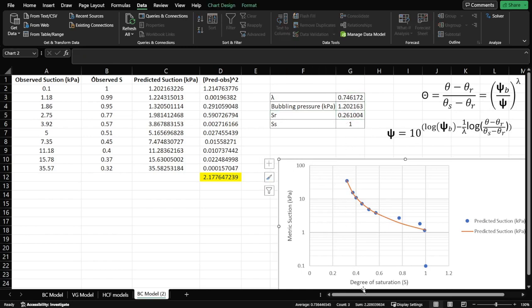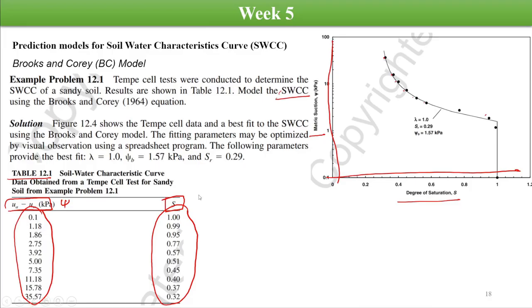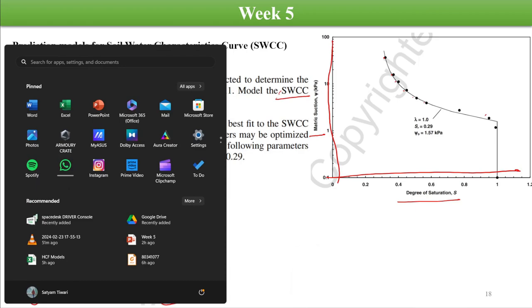Let's go back to our slide, then we'll see. We have obtained the optimum values of lambda, psi b and SR. The values written here are based on the book from where I've taken this example, that is the Ning Lu book. But the values we have obtained are slightly different from that, so that's fine.